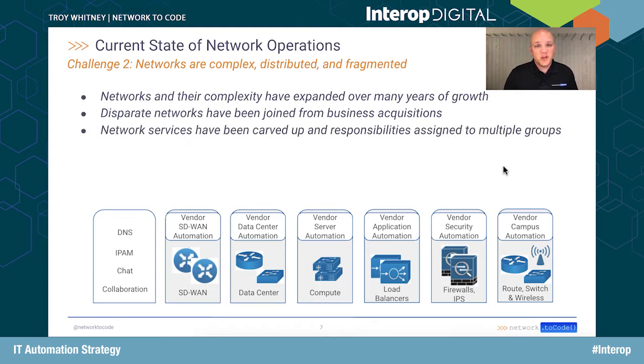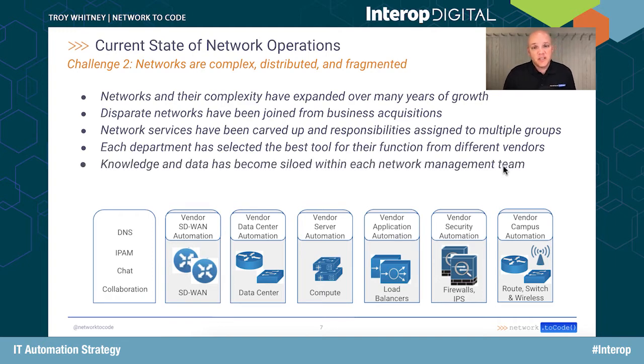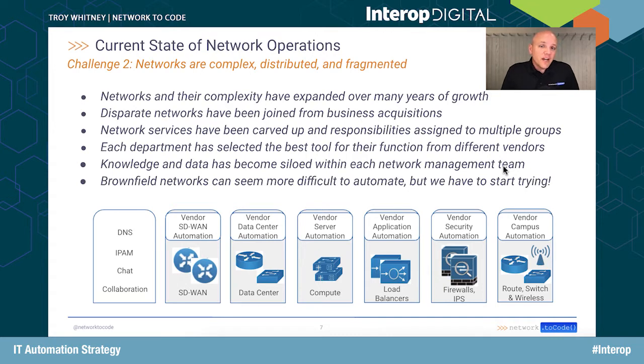The network teams have also grown over time, with specialized teams created for different network technologies such as routing, switching, data center, WAN, wireless. Each of these specialized teams has selected the best purpose-built tool for their needs, usually from different vendors. As systems were built out, knowledge and data has become siloed and fragmented across each of these teams. Now, as you begin to consider network automation, you will find that the vendors in each of these departments have started to build out automation features into each of their network management platforms.